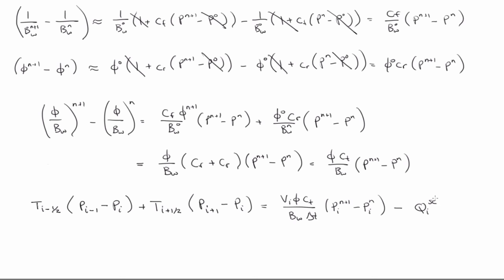We have to make a decision about where we want to evaluate those pressures. Do we want to evaluate them at time step N, in which case we'll get an explicit method, or do we want to do it at N plus 1, in which we'll get an implicit method? And just real quickly, if you choose N here, look at the PI term. The PI term will end up with TI minus a half plus TI plus a half times PI. Everybody see that? Let me just, maybe I'll just write it out.